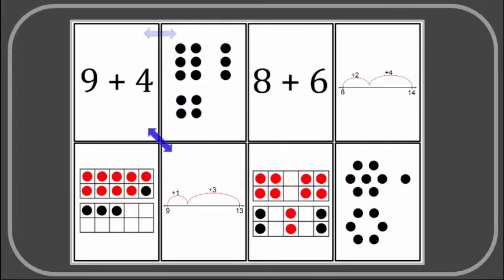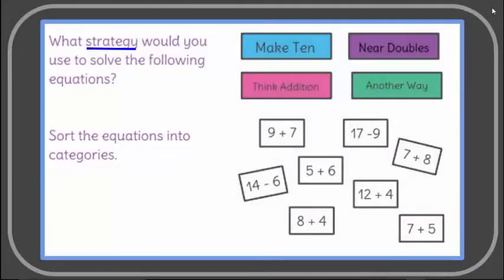As shown with the number line and 10 frames, the 4 can be decomposed into 1 and 3 to make 10. In addition, when solving 8 plus 6, the 6 can be decomposed into 2 and 4 to make 10. Students may also think of double facts and see 6 plus 6 plus 2 to visualize that 8 plus 6 equals 14. In the next few slides, you will see the fluency strategies in action.